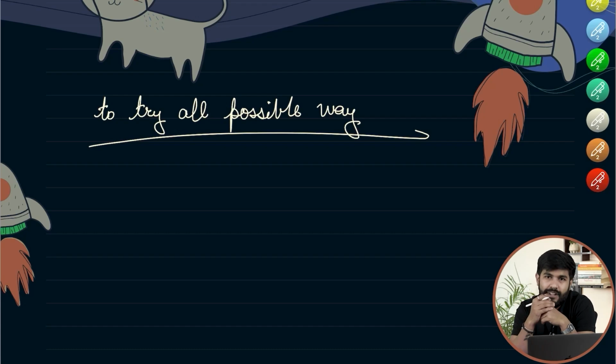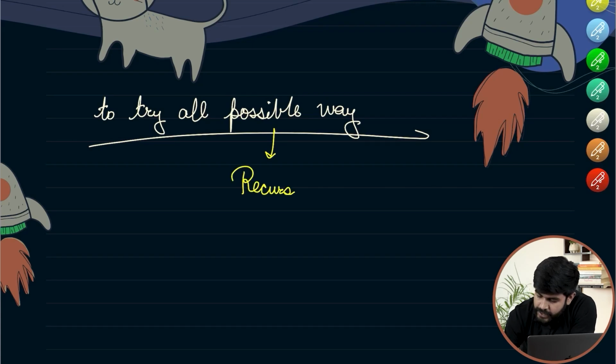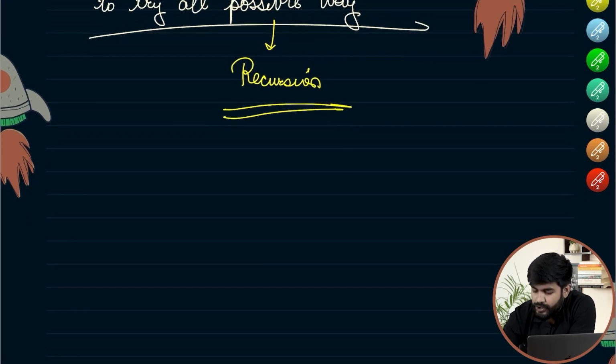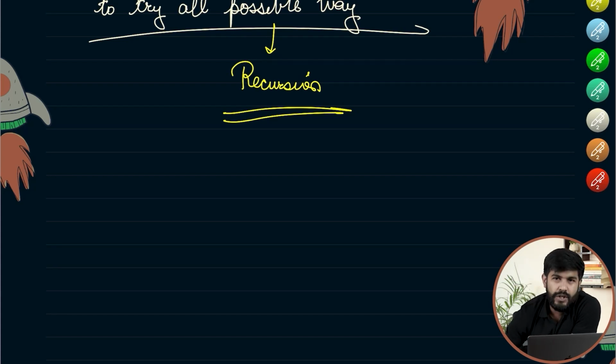Now whenever, in data structures and algorithms or competitive programming, in the era of DSA, whenever we come to this conclusion, I would say that this can be solved using recursion. Recursion is nothing but trying all possible ways. Okay, so now let's try to think of a recursive code to solve this problem.